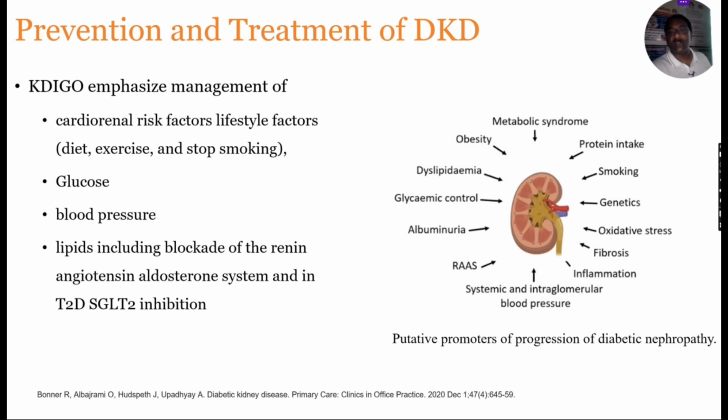Fibrosis, inflammation, blood pressure, cross activity. So you have to use the ACE inhibitors, ARBs here. Albuminuria, glycemic control, dyslipidemia, obesity.